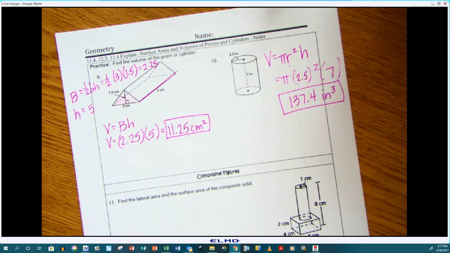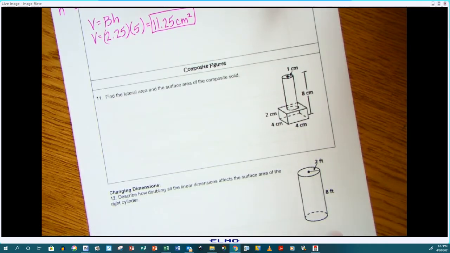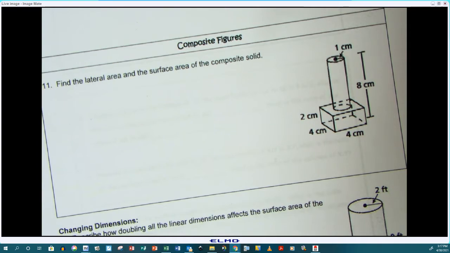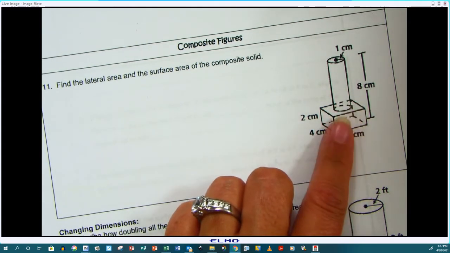All right. Now, just like before, when we did composite figures, you know how we were like, okay, that has a square in there, there's a triangle in there, there's a rectangle, and we just added all the different areas together, and then we were able to get our total area. We're going to do the same thing, okay?